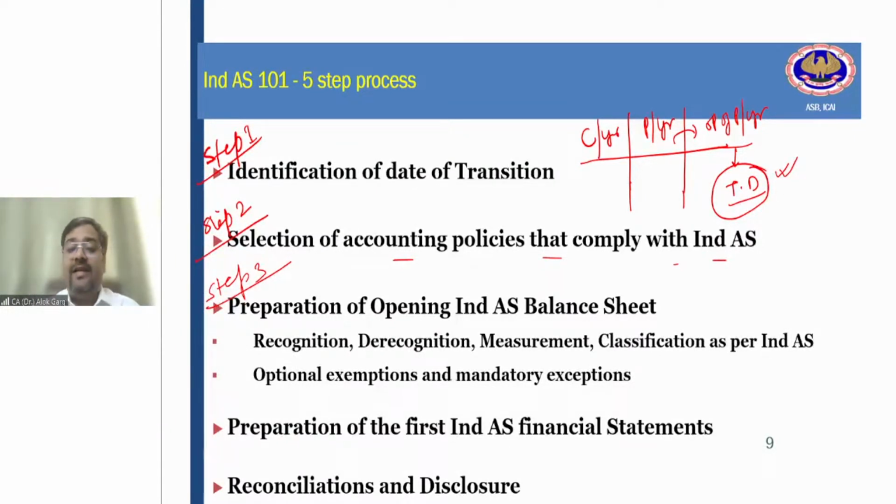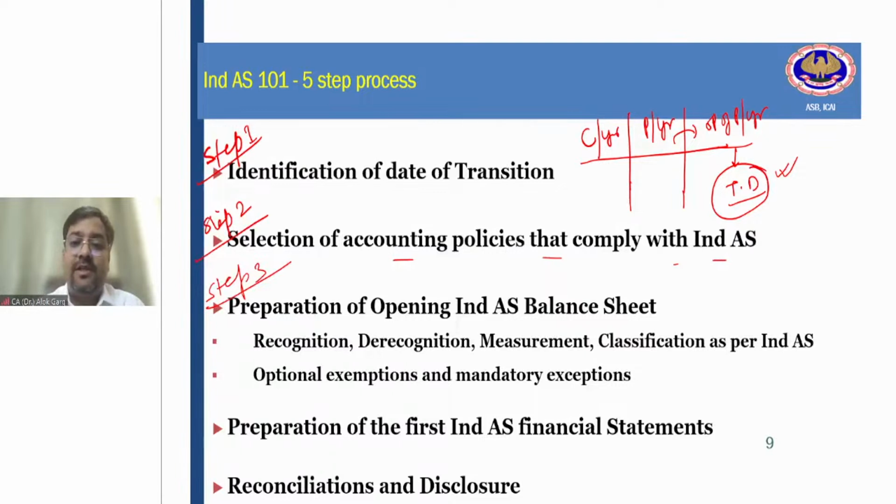When this Ind AS transition happened in 2016-17, the majority of the listed companies who were dividend paying companies derecognized the proposed dividend, because there is no concept of proposed dividend in Ind AS, right?